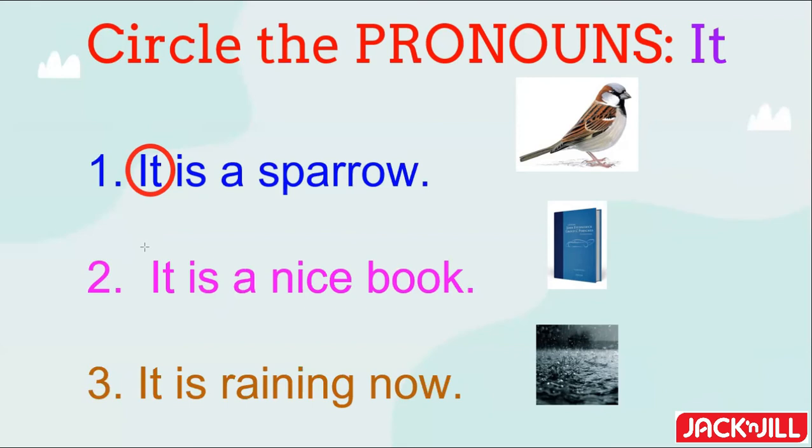Now, look at the next picture. What do you find here? A book. A blue color book. You like to read books? Yes. Shall we read the second sentence? It is a nice book. What is the pronoun used here? Yes, it is the pronoun. Shall we circle it? Very nice, kids. Wonderful. Now, look at the last sentence. It is raining now. Can you find what is the pronoun here? Yes, it is the pronoun. Shall we circle it? Very good, kids. Wonderful. Shall we move to the next slide?